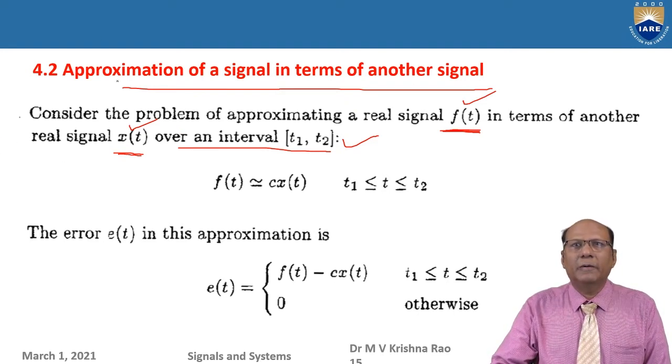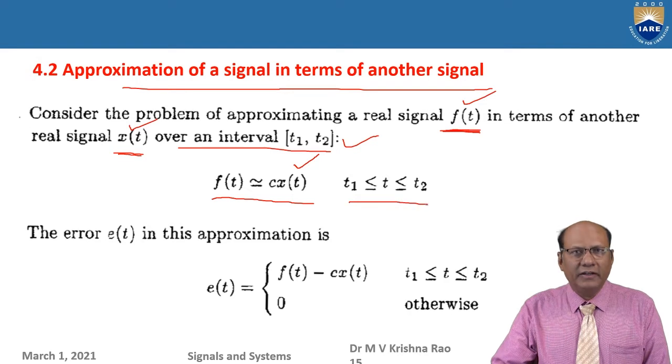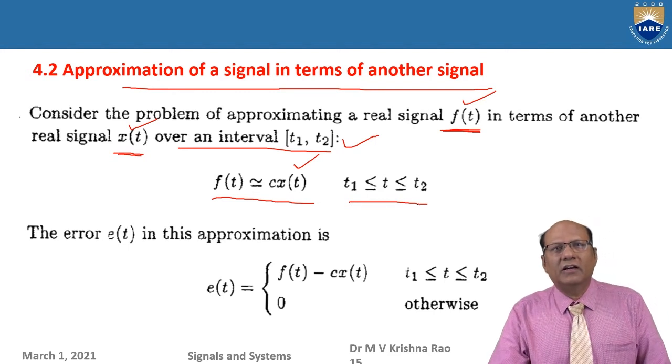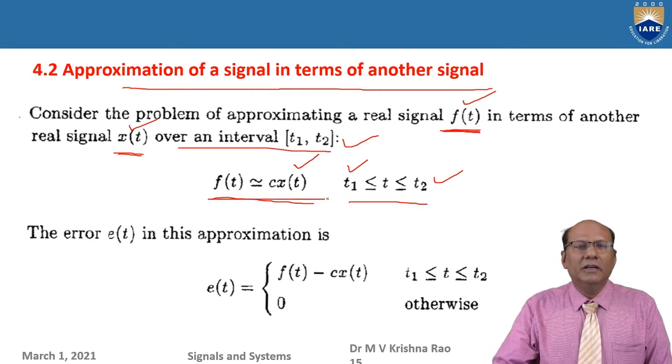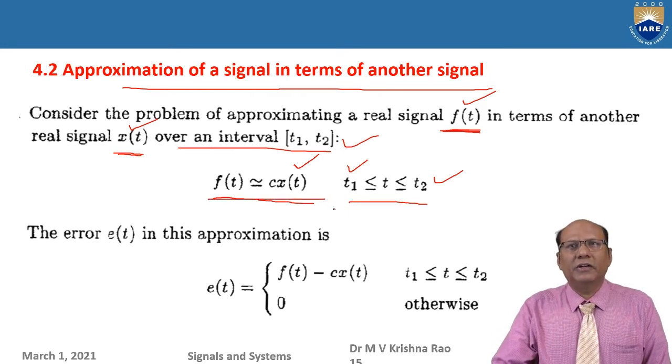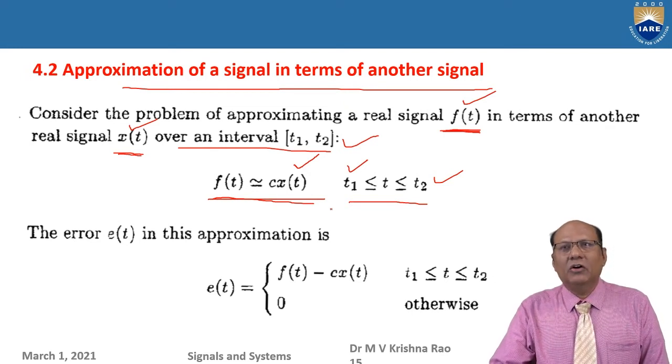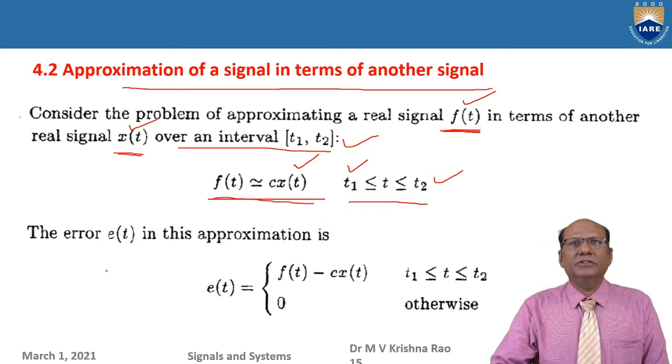So with the same analogy, the first function is approximately equal to c times the second function. So it is the approximation basically. And as I defined, it is true only between the intervals t1 and t2. Outside the interval, that is when t is less than t1 or greater than t2, this equation may not be applicable. So over this period only, the approximation is valid. Otherwise, outside this time interval, the approximation is not valid.